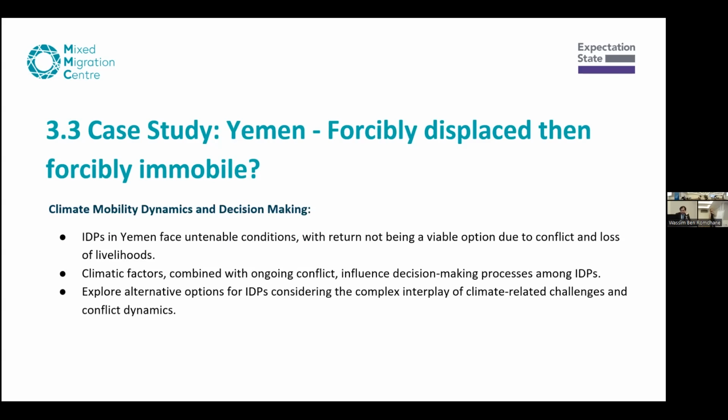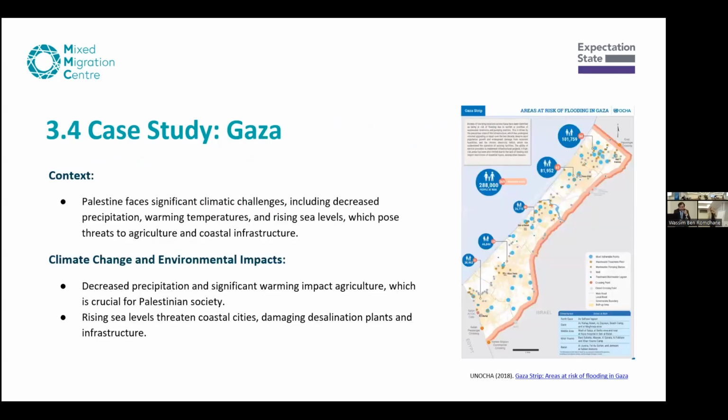So IDPs in Yemen face untenable conditions and return is often not an option. It's unviable. We talked about this loss of livelihoods. And then there's the ongoing conflict, and how does that relate to people's decision-making vis-a-vis climatic issues? And what are the alternative options for IDPs in this environment, if there are any? So let me hand over to Mohammed to go through the other three ideas.